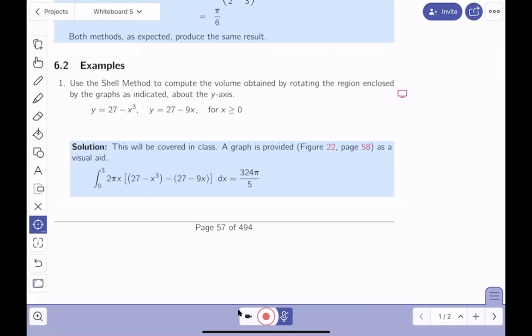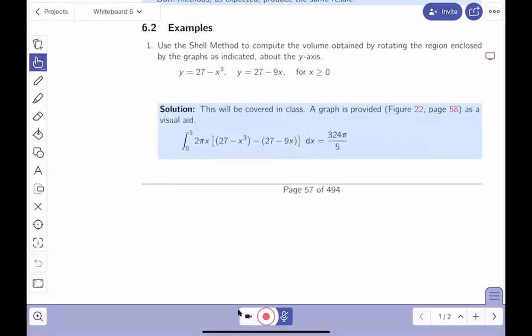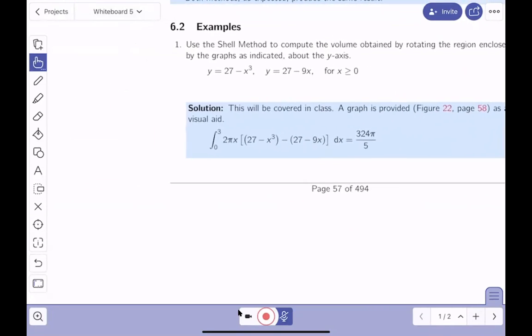I've got two functions. I'm going to pull them aside for you. They are 27 minus x cubed, and 27 minus 9x. It says a region enclosed by those, rotated about the y-axis. So what I'd like to do is find out where they intersect.